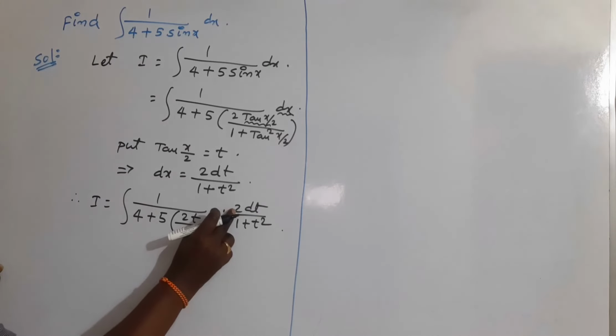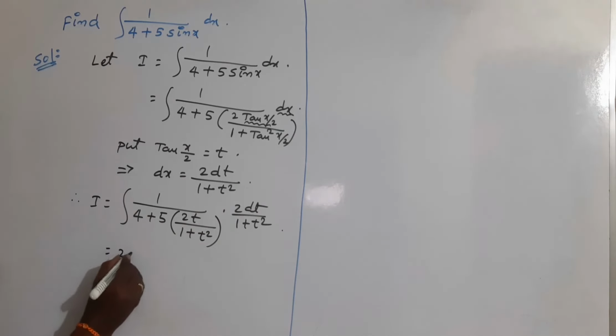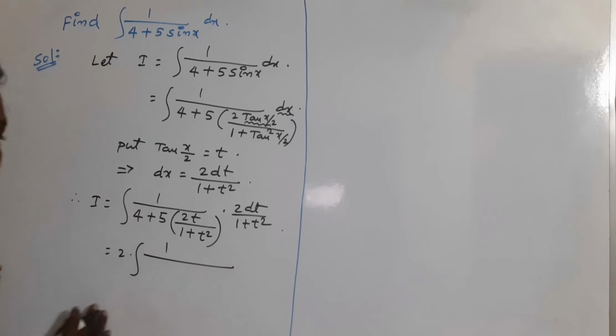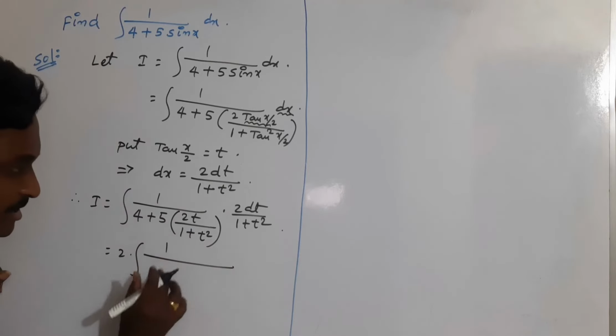So 2 is the constant term, take outside from the integration. 1 by, and take the LCM in the denominator.